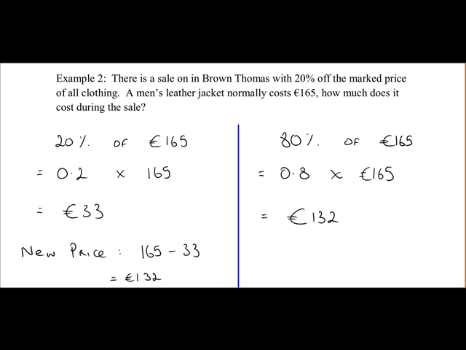So the key thing to remember from this question is, when you're looking for a percentage of something, so in this case we had 20% of 165, just convert it to a decimal and multiply. So 20% is the same as 0.2. So 20% of 165 is 0.2 multiplied by 165. Same with 80% of 165. Just convert it to a decimal, 0.8, and multiply.